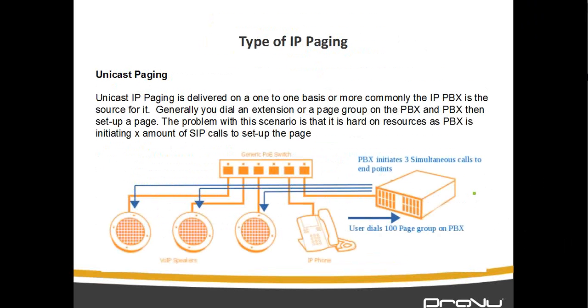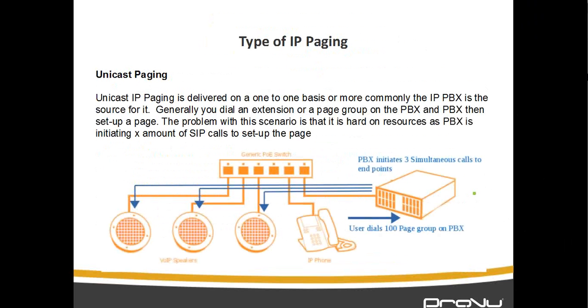So the first one is Unicast paging. Now, this is mostly a standard feature in most of the IP PBX in the market. The way it works is it's more like a one-to-one basis, and it's mainly handled by the PBX. As the diagram suggests, you can see in the yellow bar, a user picks up the phone and dials 100, which is a group on the PBX.